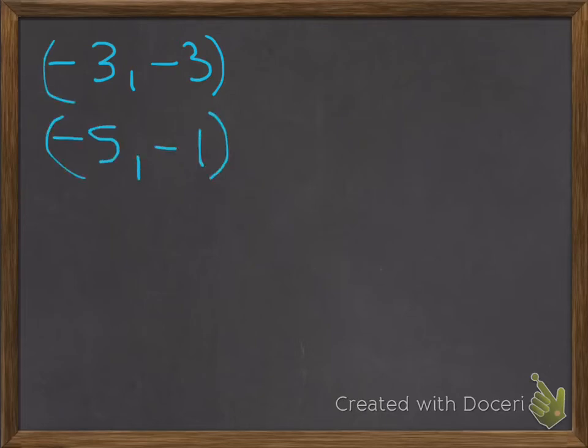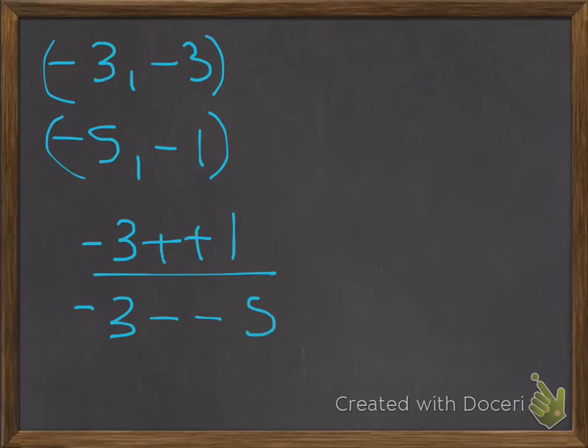So we need to find the slope first. So we're going to find the slope here, subtract the y's over the x's, and we should get -2 over 2, which is -1. So that's our slope.